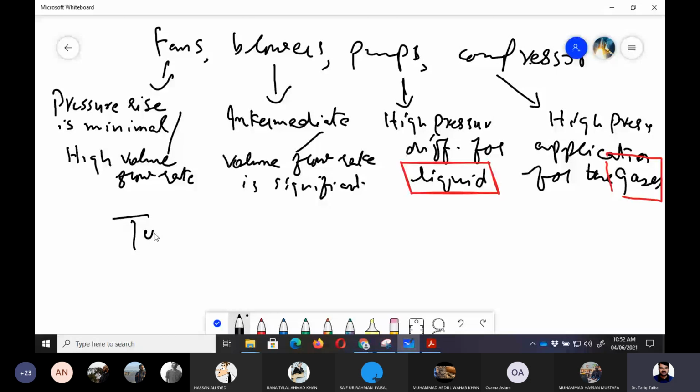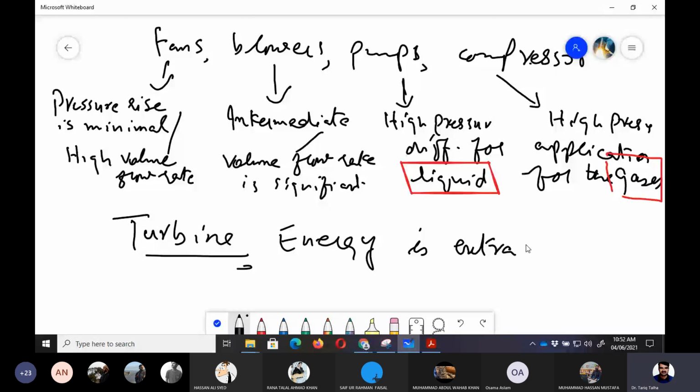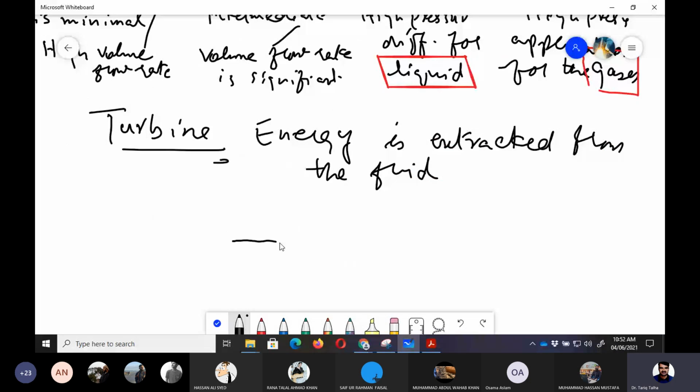So in turbines, energy is extracted from the fluid, and in the process the fluid pressure decreases. So we can say that if we have got a turbine here, it means that the flow is expanded in this case. When pressure is decreased from input to output, the fluid would be expanded. So we usually call it an expansion process in a steam power cycle.